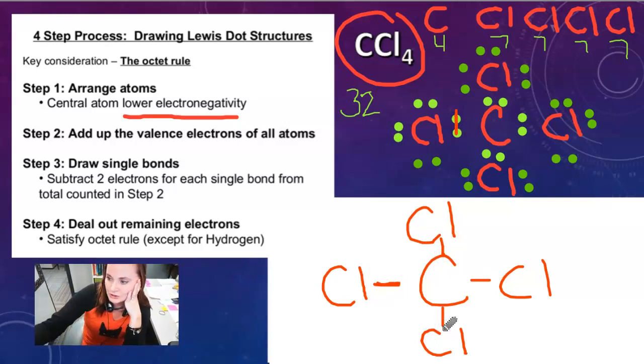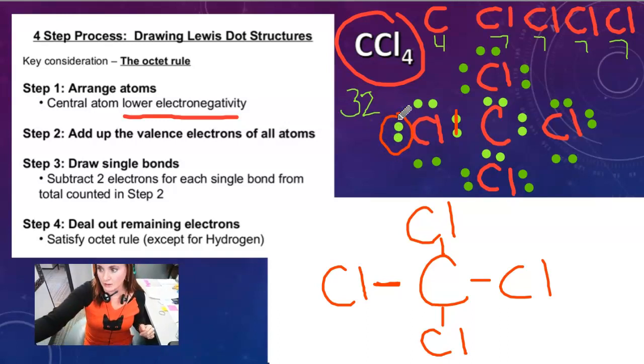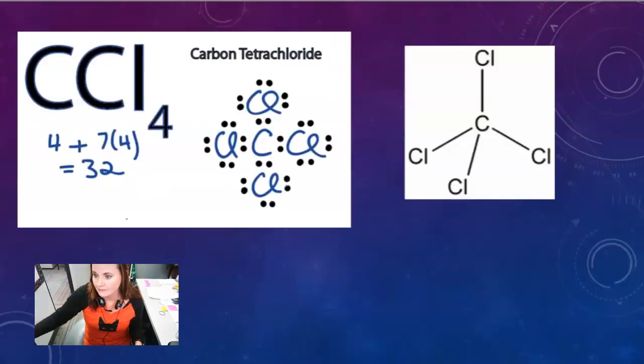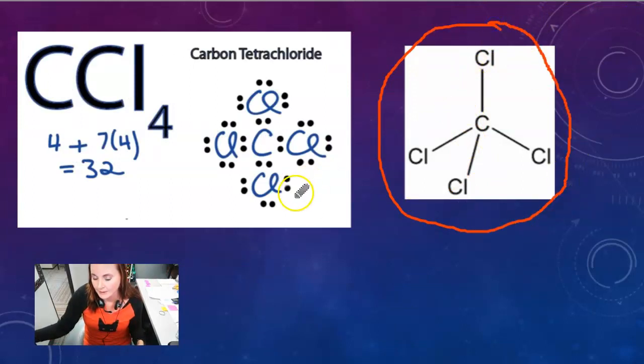You don't need to represent these unbonded electrons over here, okay? The ones that are between the carbon and the chlorine, like here, that's one single bond. But the ones that are on the outside of the chlorine ones, those are unbonded. We don't need to draw them. So our final should look like this guy here. Okay? Carbon tetrachloride.